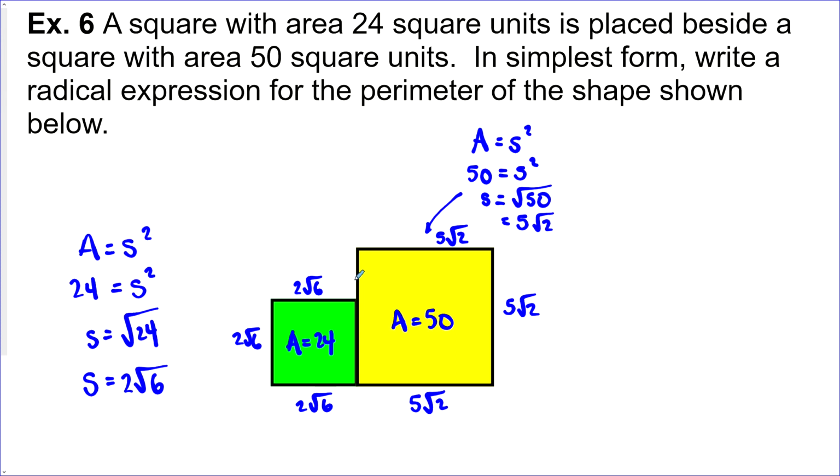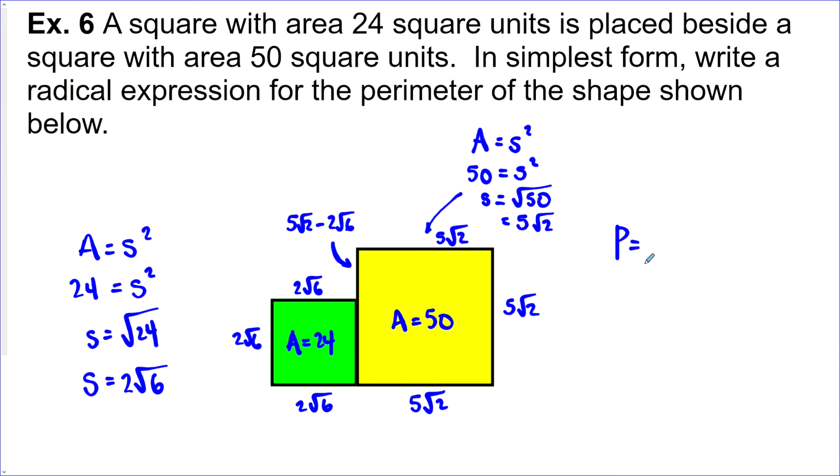Now we just need this little edge piece here. It's 5 root 2 minus 2 root 6. So the whole thing minus the tiny green side here. And now we're ready to add it all up to find the perimeter.